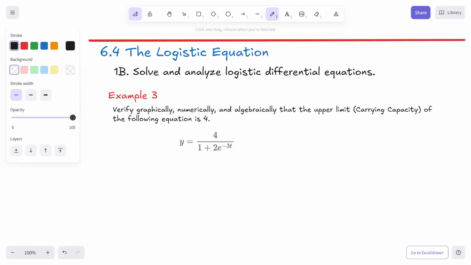Section 6 for the logistic equation. The second example here, second video, we're going to solve and analyze logistic differential equations. Continue on with that. I'm Mr. Antonucci, and here's example 3. We want to verify graphically, numerically, and algebraically that the upper limit, or the carrying capacity, of this equation is 4. So the first thing that we're going to do is hop over to Desmos and graph this.